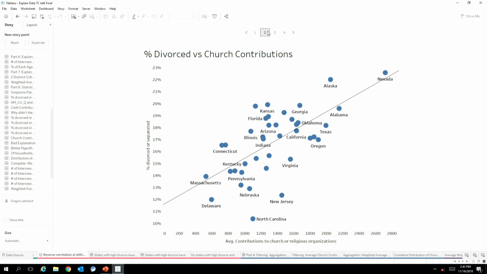And just because religion and divorce are correlated on a state level, does it mean that the people who are getting divorced are also the people who are making church contributions? So it's really important to keep that distinction between individual people versus the states that they live in. And so we can go and answer that question fairly easily in Tableau.